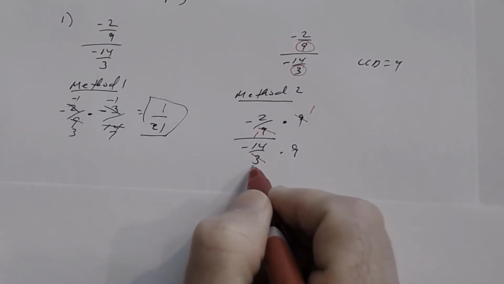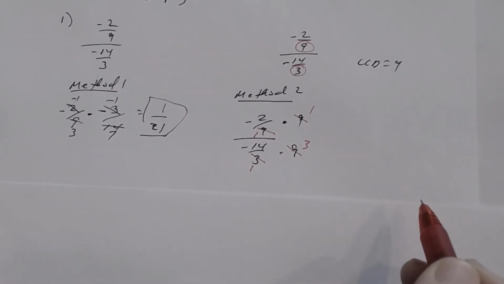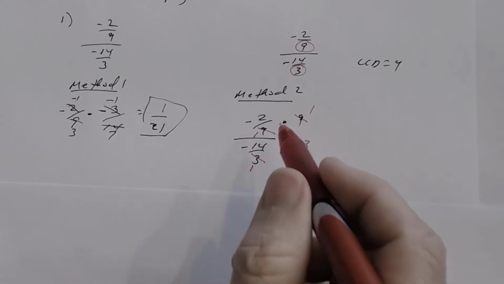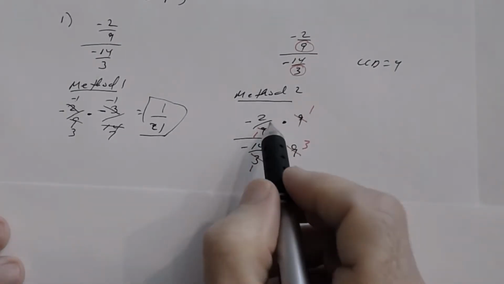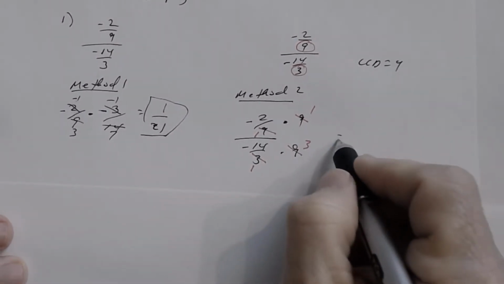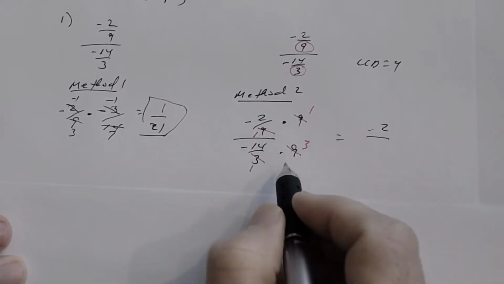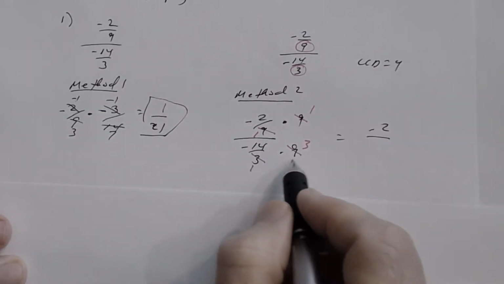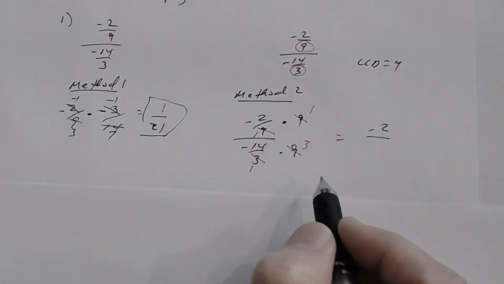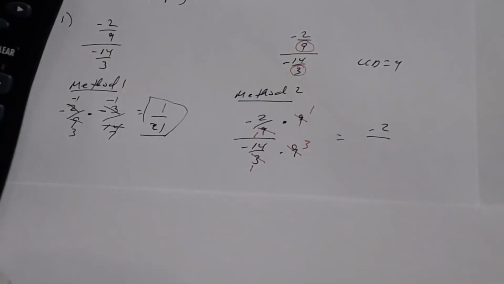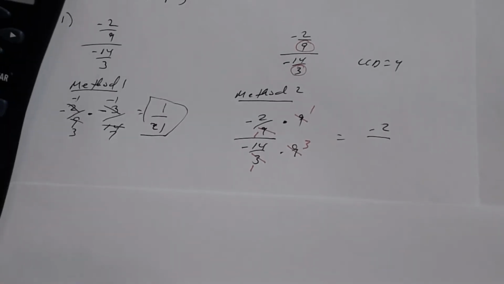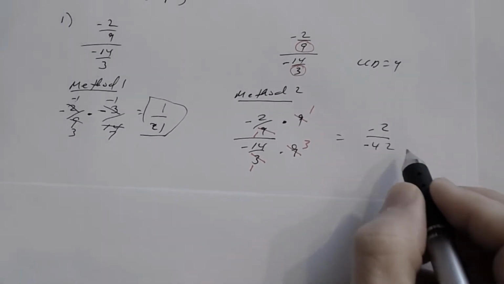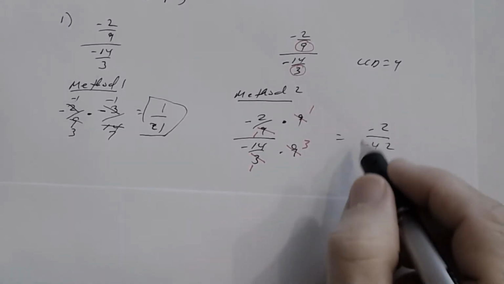3 divided by 3 is 1. 9 divided by 3 is 3. You see, you get 1s now. And so now you get negative 2 times 1, which is negative 2. And then negative 14 times 3, which is, use your calculator if you need to, negative 42, right? And then simplify this.